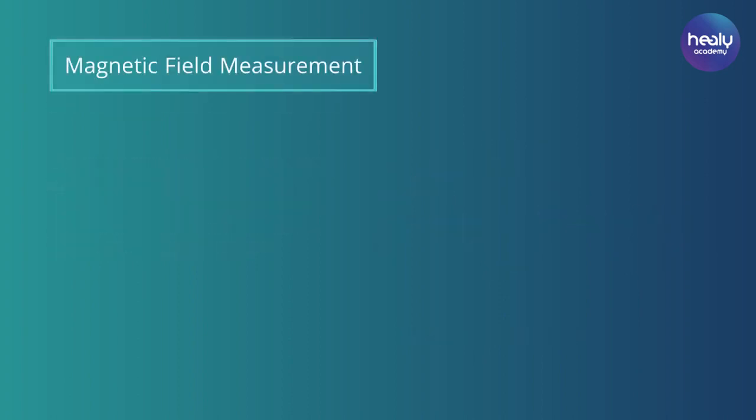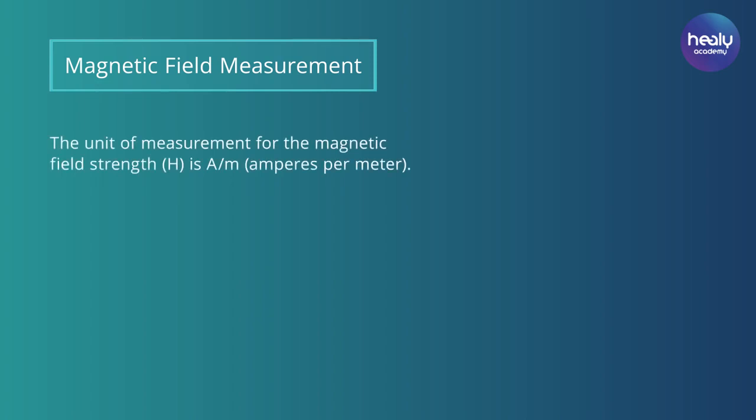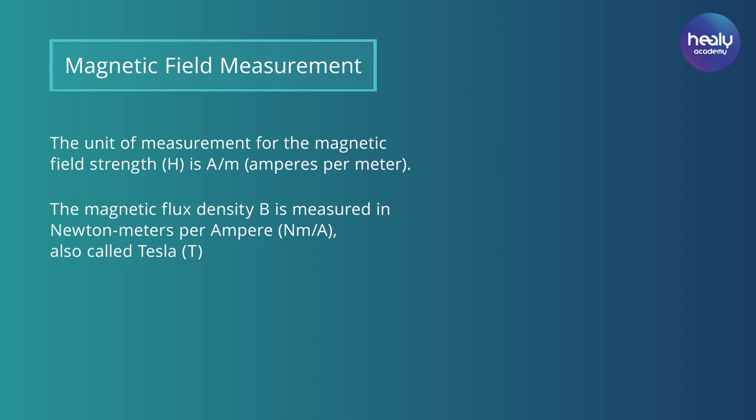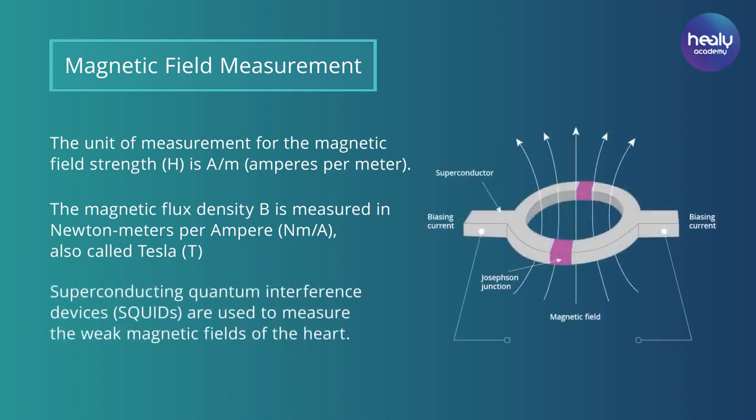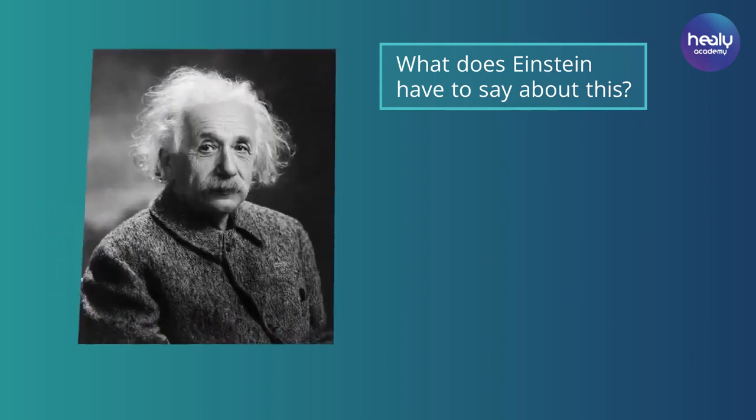Magnetic field measurement. That this fact is not only theoretically relevant, but also of concrete use is demonstrated, for example, by so-called superconducting quantum interference devices. They measure even the smallest of changes in electromagnetic fields on the basis of field strength and flux density, and can thus draw conclusions about the function and condition of the heart in the electromagnetic field of our organs, for example. What did Einstein have to say about this?